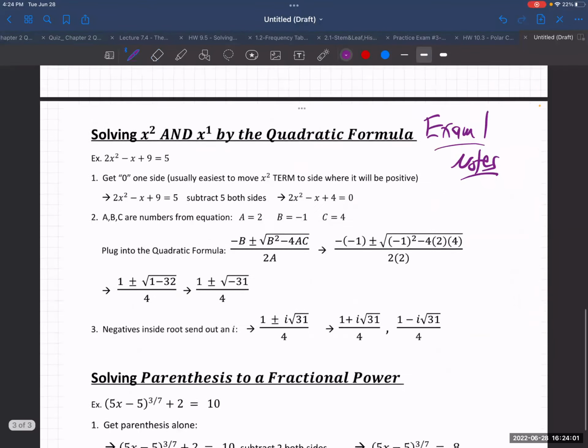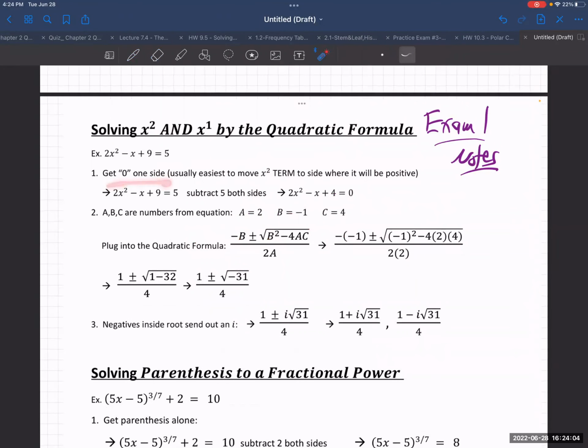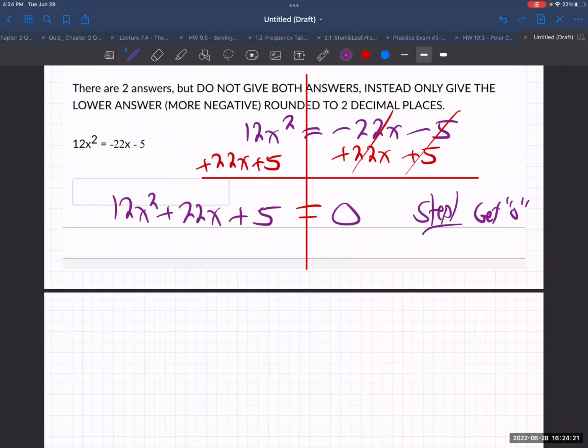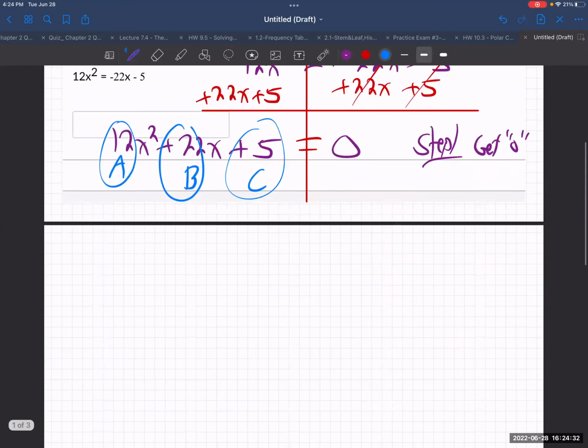Now it's step 2. Step 2, figure out a, b, and c. They're the numbers from the equation, right? A right here, b right here. See, if there's no number in front of x, that makes it 1. Put them into the quadratic formula. So therefore, a is 12, b is the 22, c is the 5. So the a, b, and c are the numbers in front of the x's. So then I plug into the quadratic formula.